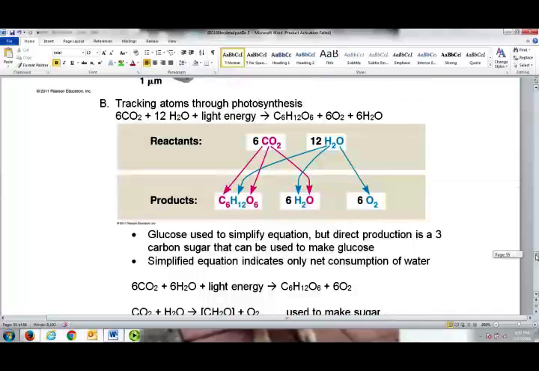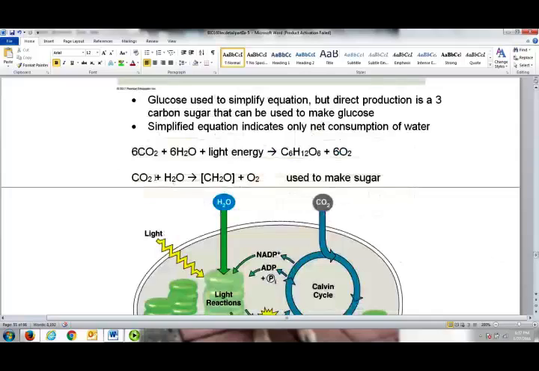So when we look at the straightforward equation here, we have 6 carbon dioxides plus 6 waters plus light energy to make 1 glucose and 6 oxygens. If we simplify the equation here, you can see carbon dioxide plus water is going to give you a sugar. In the parentheses here, all sugars would be multiples of CH2O. So if it was a triose, you would have 3 CH2Os. A pentose would be 5 CH2Os. And with glucose, there's 6 of them.